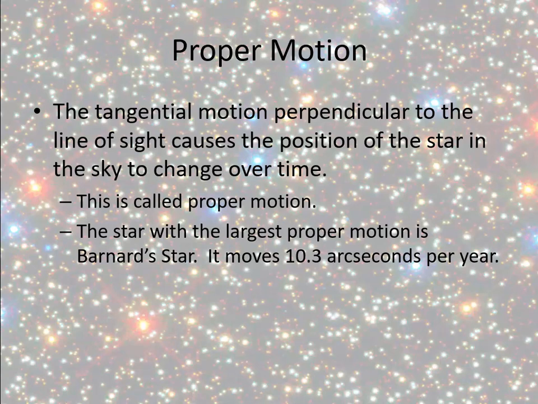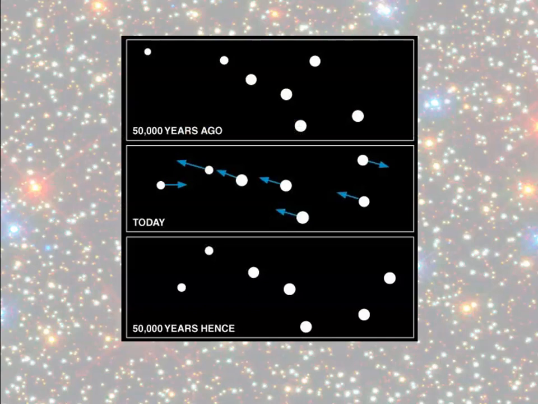So, a star's motion with respect to background stars is known as proper motion. That's the tangential component of its overall velocity. Radial component is measured with Doppler effect. Tangential motion is measured just by watching the star. The star with the largest proper motion is a star called Barnard's star. We've talked about Eugene Barnard before, but Barnard's star actually moves through the sky at 10.3 arc seconds per year.